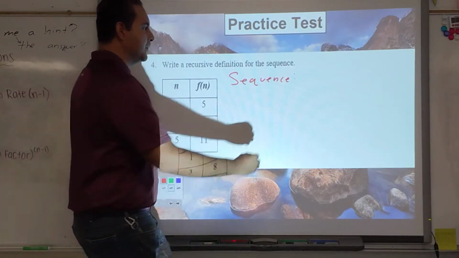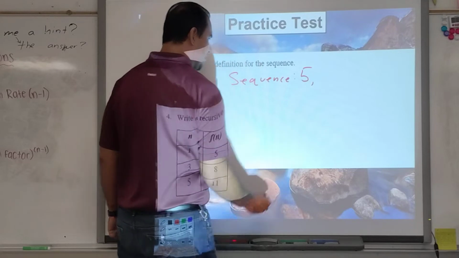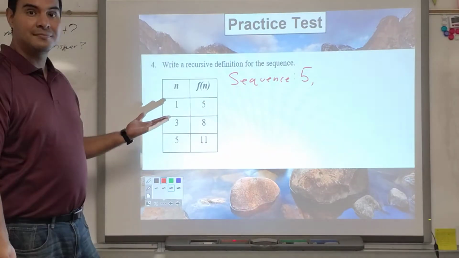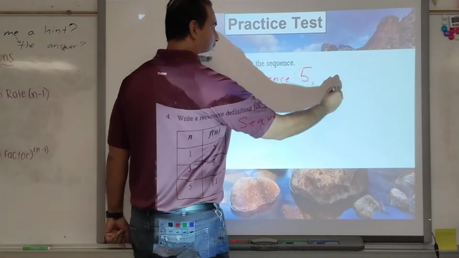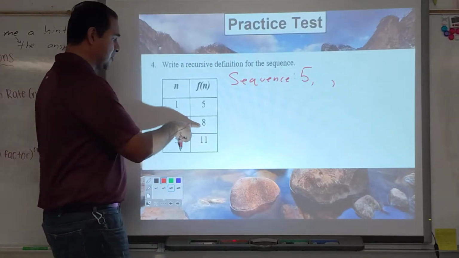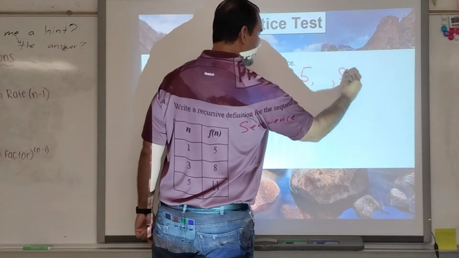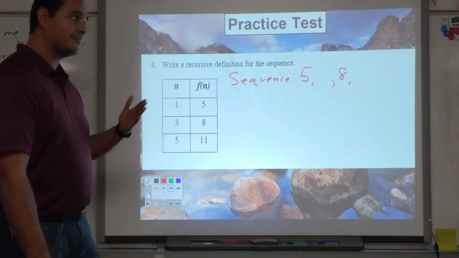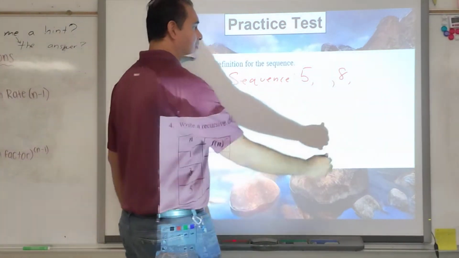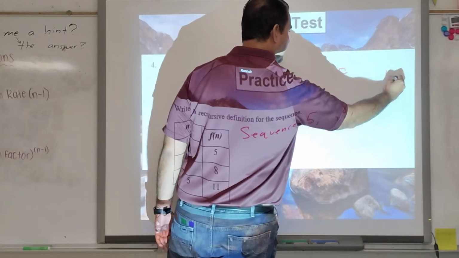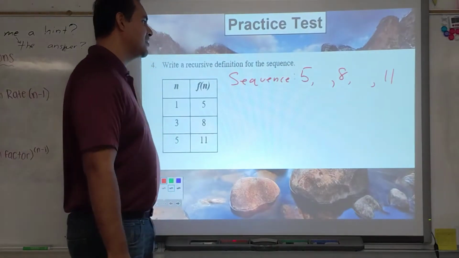First term is 5. Second term, it's not there. I don't know. So I'm going to skip that. Third term is there. Third term is 8. Fourth term again, I don't know. And then I'm going to skip to the fifth term. It's 11. So what are these two terms in the middle?